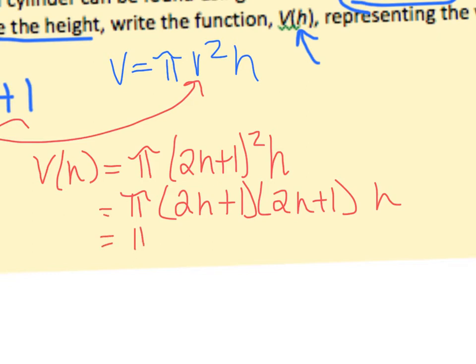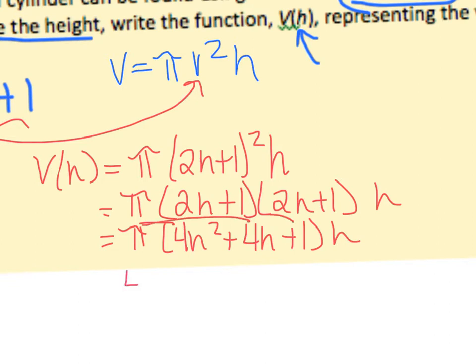So this will be pi times 4h squared plus 4h plus 1 times h. And then I'm going to go ahead and multiply the pi in. So it'll be 4 pi h squared plus 4 pi h plus pi.